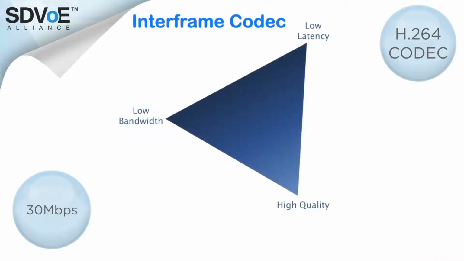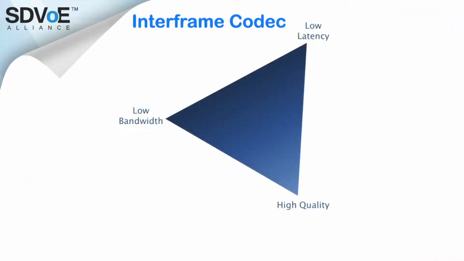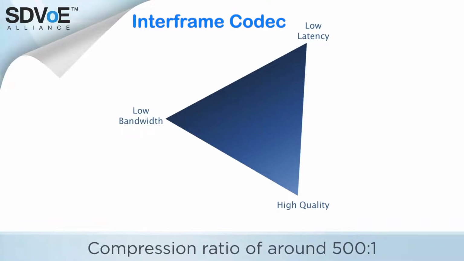Back to the good old codec triangle. Pushing a 12 gigabit stream into 30 megabits per second means that H.264 has a massive compression ratio of around 500 to 1, and to achieve this requires incredibly complex algorithms, which unfortunately have a dramatic effect on the latency.